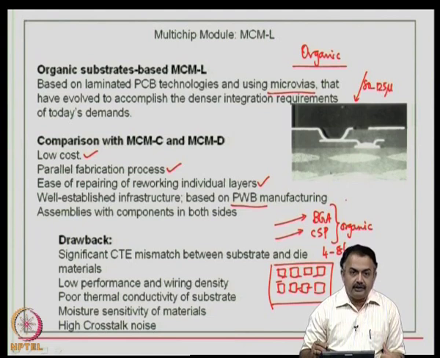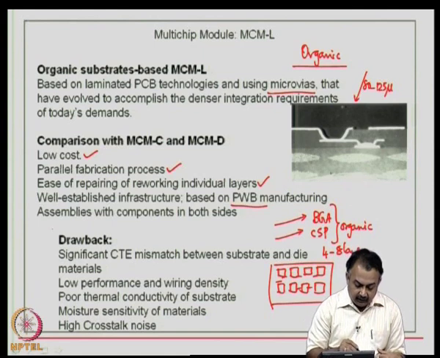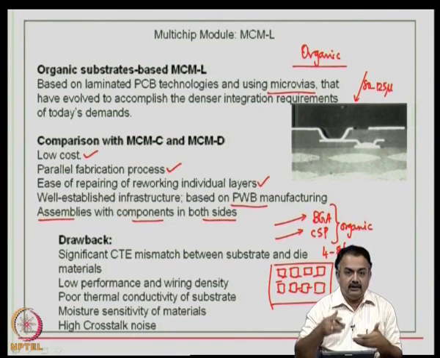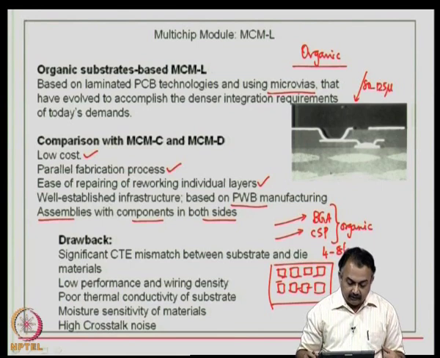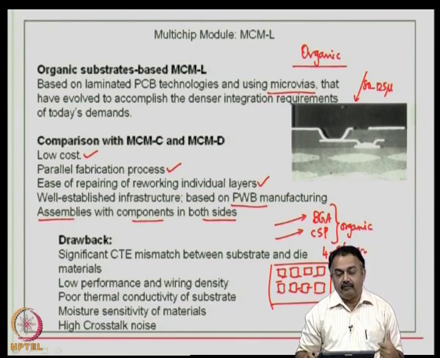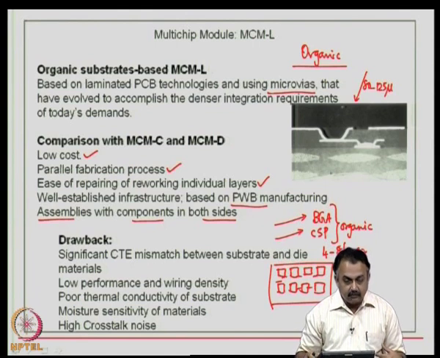If you look at the finished MCM-L, which is basically a high density PWB, you can assemble components on both sides. That is the basic advantage of using MCM-L, because you can easily connect through vias the top and bottom layer, for example, of an 8 layer MCM-L, and therefore, you can use surface mount devices on both sides to increase the density of the MCM-L.